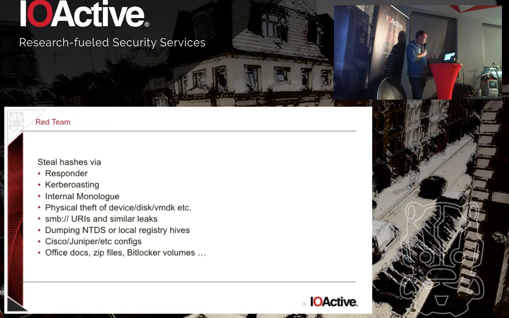You can physically steal devices. You can steal files which are encrypted. You can try to use sort of SMB URI leakage to get a hash. If you're on the system, you can dump the local registry hives and get the NTLM that way. You might find network configs around. And then there might be office docs, zip files, things like that. So obviously, office docs don't initially give you a hash, but they imply a hash because of the way the thing's encrypted.